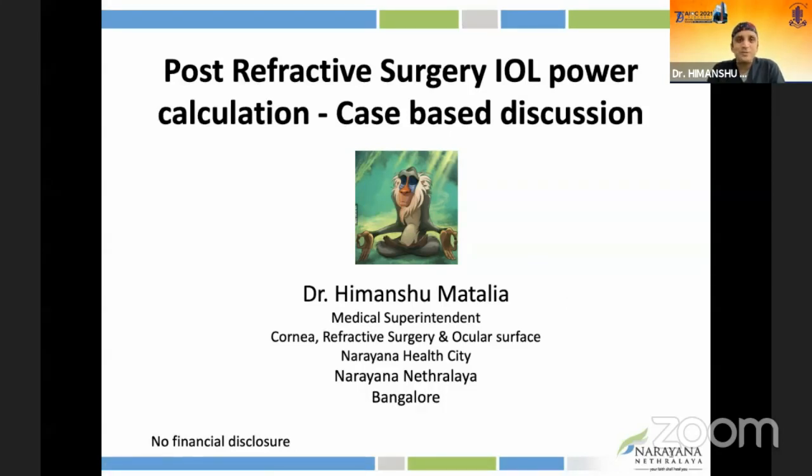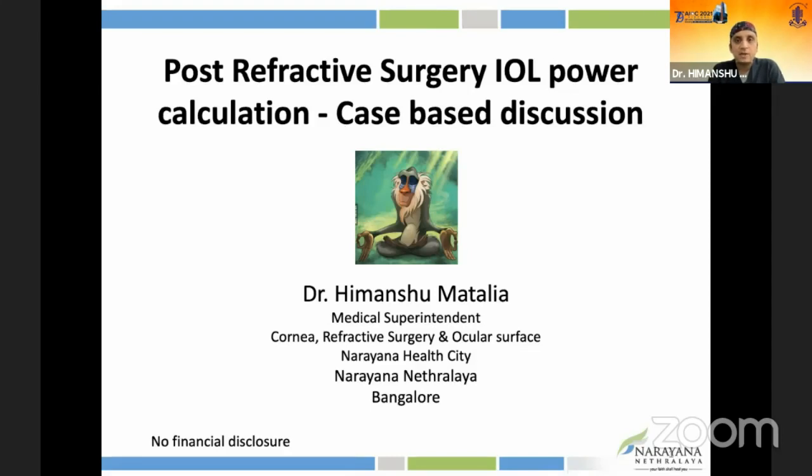So the topic given to me is post-refractive surgery. I had to decipher what exactly, and I asked Lucy what exactly she wants me to speak. She said she wants me to speak on post-refractive surgery IOL power calculation. All of us are going to come across such a scenario, and we already have, but we are going to come across more and more such scenarios where people who have undergone refractive surgery in the past come to you, and now we have to deal with their expectations and their IOL power calculation.